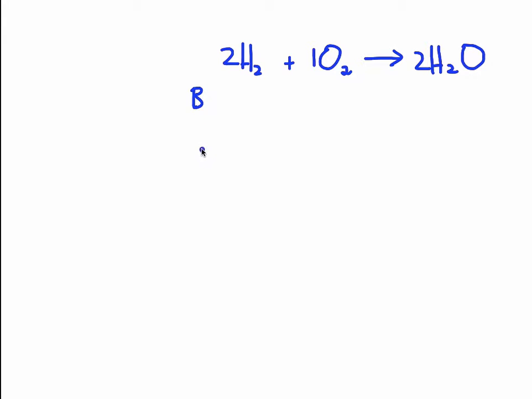Stoichiometry calculations. Let's start off with a simple reaction. Let's do the reaction between hydrogen and oxygen to produce water. So the first thing we need to do is always balance those reactions. And then the second thing we do is we make our BCA table.